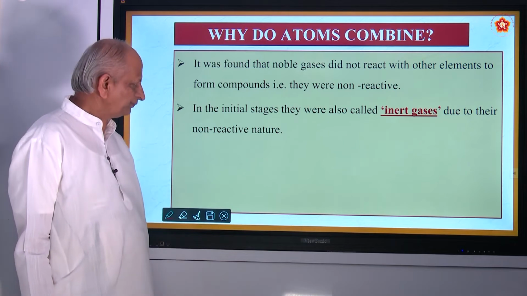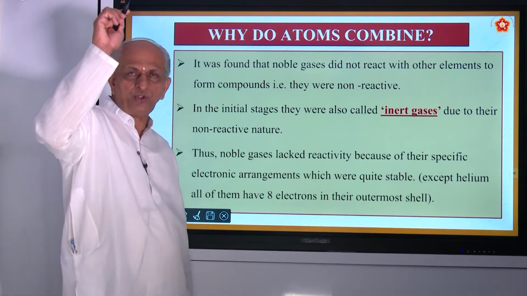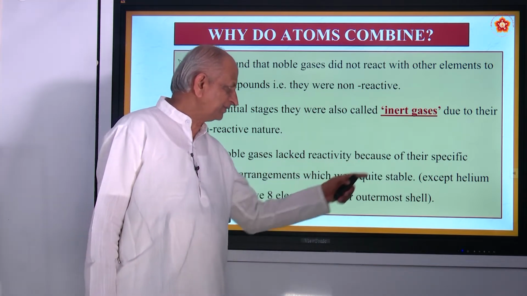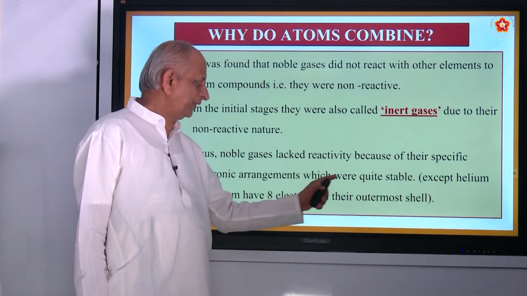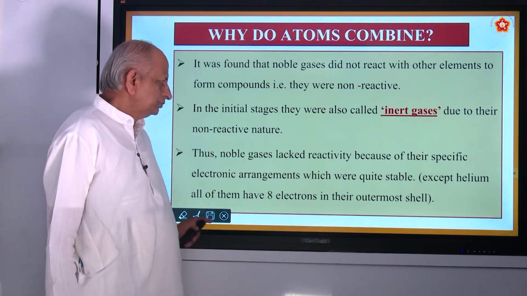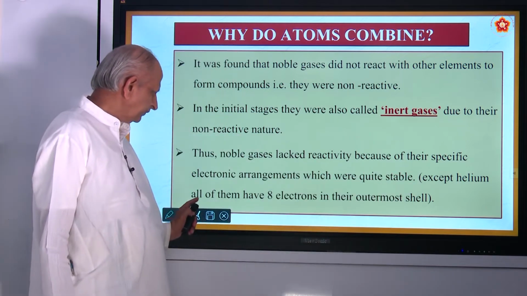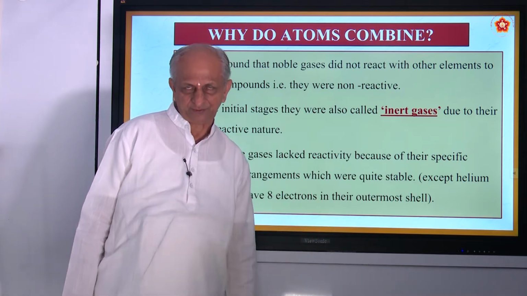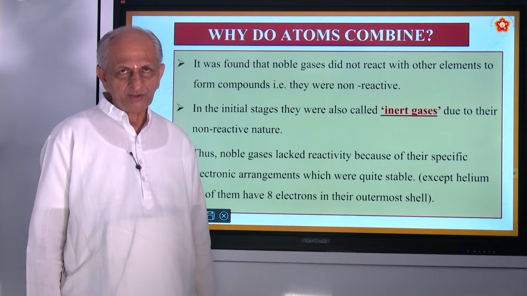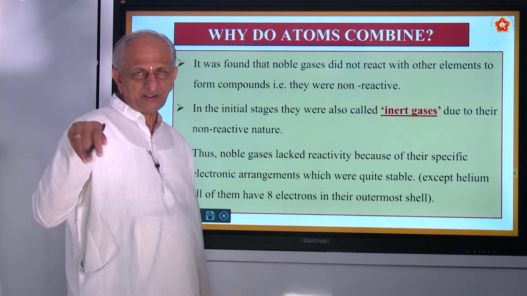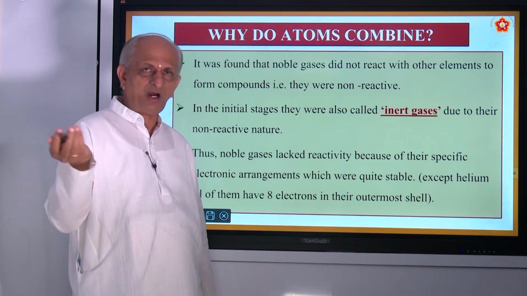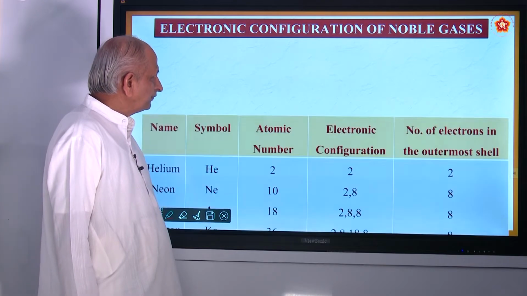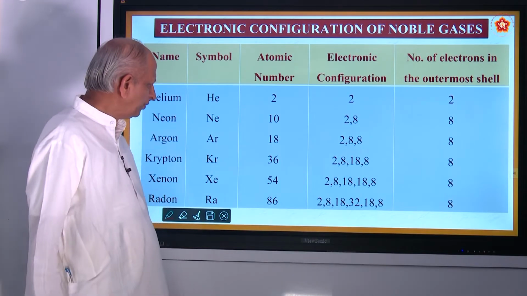Why does it do so? Because there is a sufficient number of electrons in the outermost orbit. Thus noble gases lack reactivity because of their specific electronic arrangement, which is quite stable. Helium, for example, has 2 electrons. Then argon, neon, krypton, etc. will have 8 electrons, so they will be stable. When atoms are not stable, then either by losing electrons or by gaining electrons, they want to become stable.